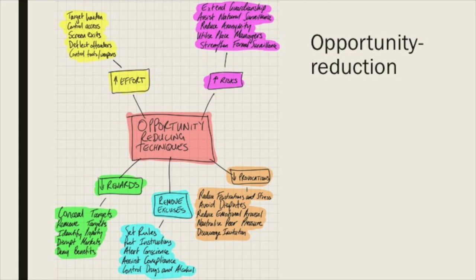Reducing rewards, so this is like concealing targets, hiding something, you know, or removing them altogether from the space. Identifying property, putting your name on stuff, tagging it. And removing excuses, some techniques from that include clearly setting rules, posting instructions, so whenever you see signage up in parks telling you not to do stuff, trespassers will be prosecuted and so on.